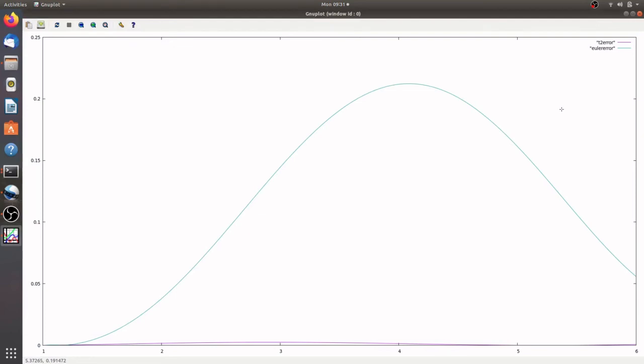As you can see, the error in the Euler method at its worst is gigantic compared to T2, the second-order Taylor method. That is to say, the error in T2 is much smaller than the error in the Euler method, which is what we wanted. That's what we wanted to happen.